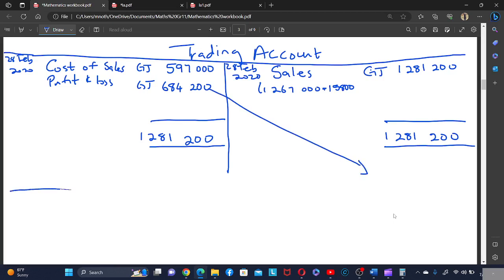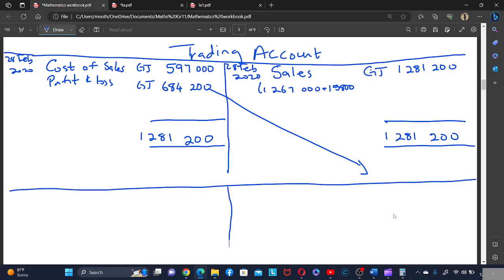Let me open the profit and loss account. Profits and loss. So in the profit and loss, on the debit side, we record all the expenses, and then on the credit side, we record all the incomes. Okay, so by transferring this 684,200, that is coming from the trading account, on 28 February 2020.